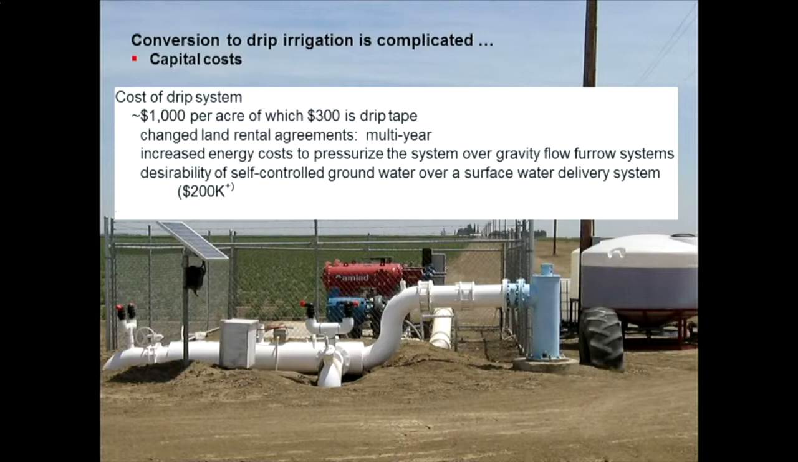And others have talked about increased energy costs compared to a gravity system because it needs to be pressurized. These systems are pressurized to have 10, 12 pounds down into that drip tape. There's been interest in getting a system that requires lower pressure to save energy with the drip system. Whether that can be developed successfully and have good uniformity, I think remains the challenge.